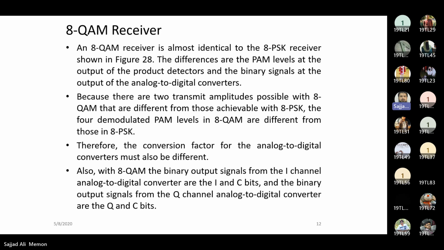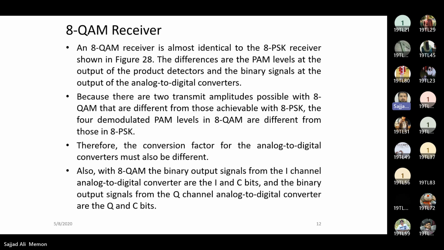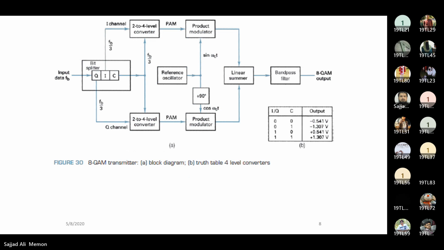So to solve this 8QAM receiver, you can go to the 8PSK receiver in figure 28, because the two receivers are the same. But you can also solve this by looking at the diagram and providing some input here and solving it with this 4-level PAM converter that we have seen on the transmitter side, but that will be in the reverse direction.